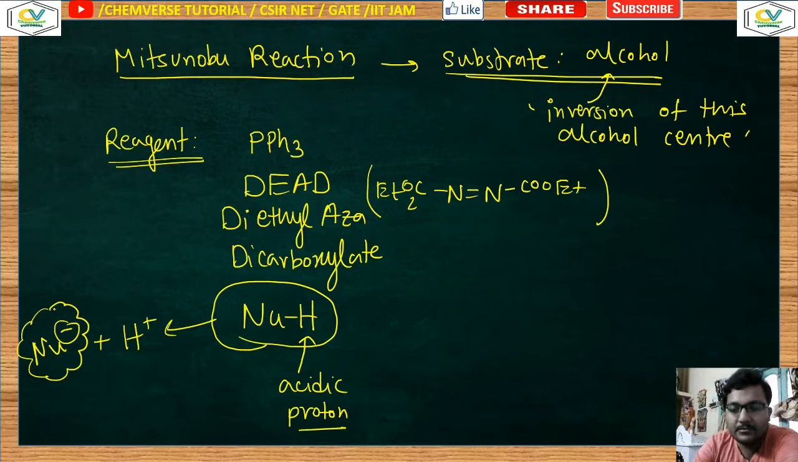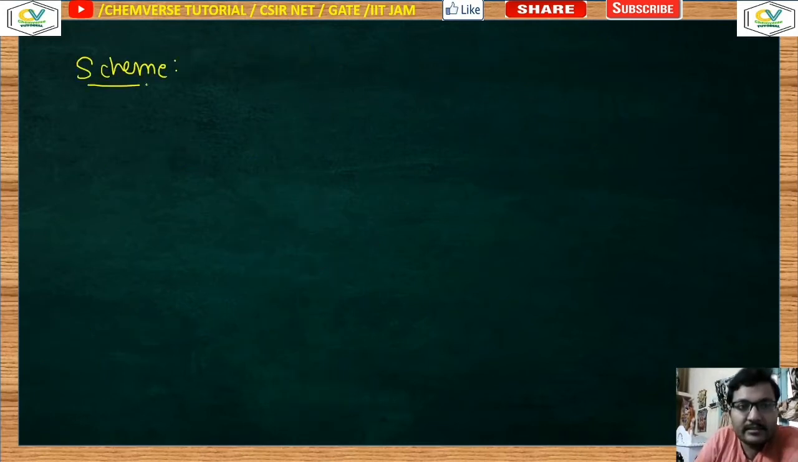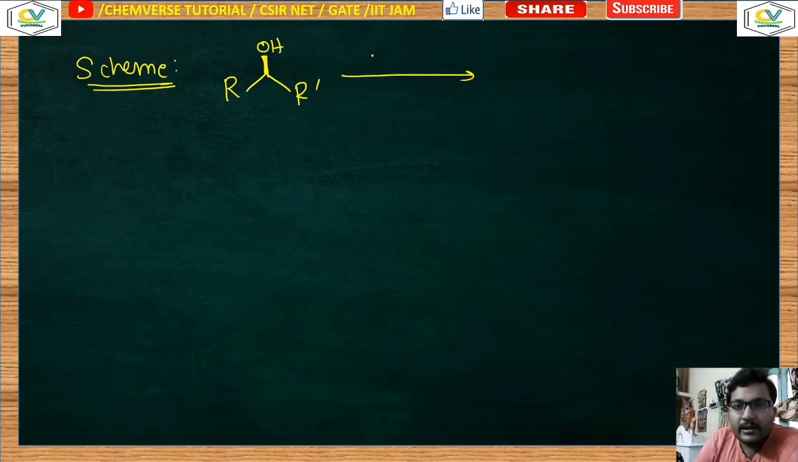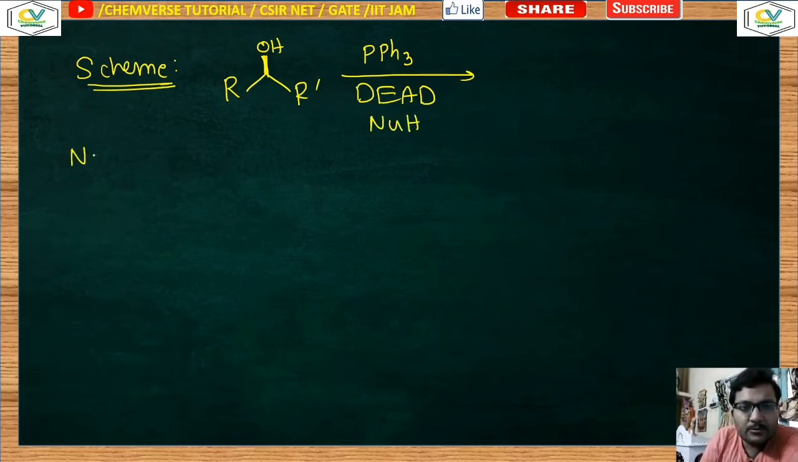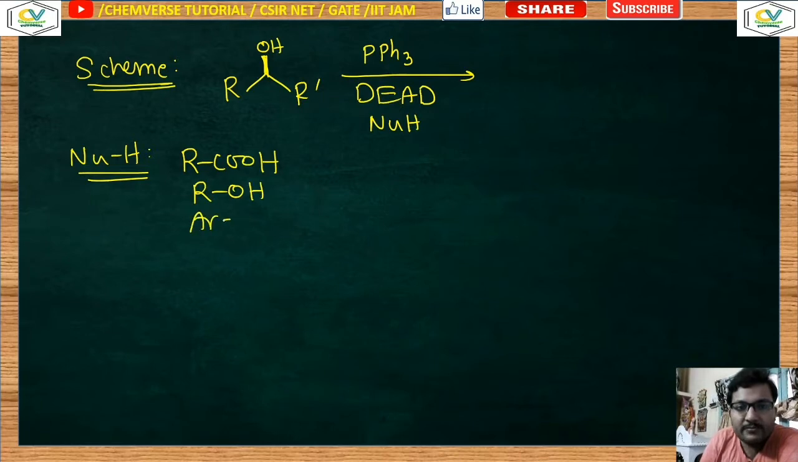So let's move on to the scheme of the reaction. I am taking an alcohol and showing the stereochemistry here. The OH is above the plane. Now I am treating it with PPh3, DEAD, and your nucleophile, Nu-H. This Nu-H could be any carboxylic acid, it could be an alcohol or a phenolic OH, so phenol, or it could be HN3.